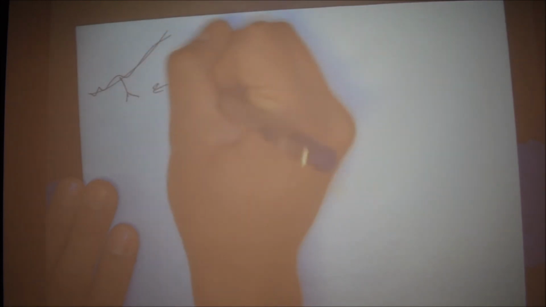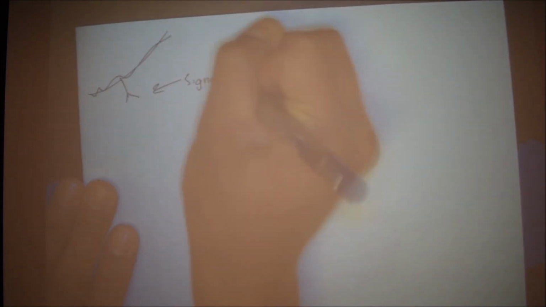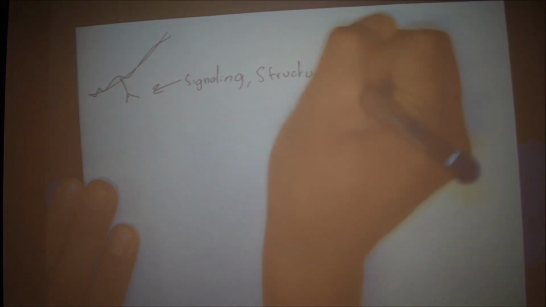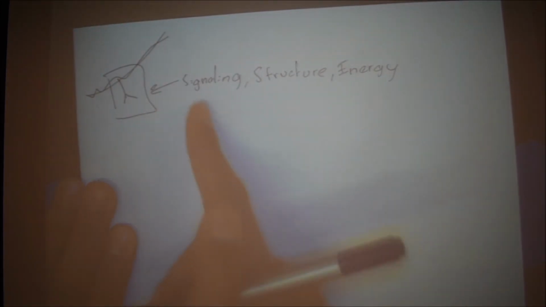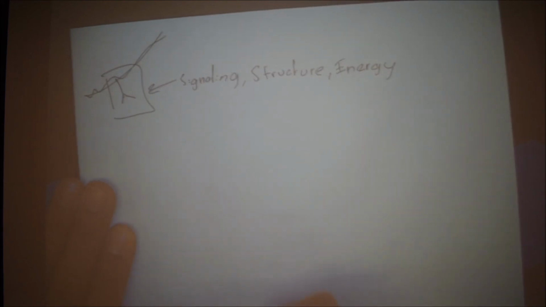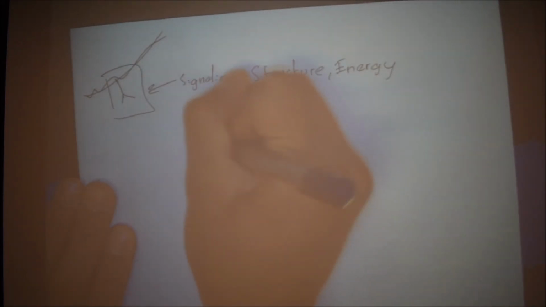Cool. Let's go ahead and finish off with our last one right here. So our last macromolecule class right here is for signaling, structure, and energy. All right, so sweet. What is the name of this macromolecule that's for signaling, structure, and energy? We call it a carbohydrate.